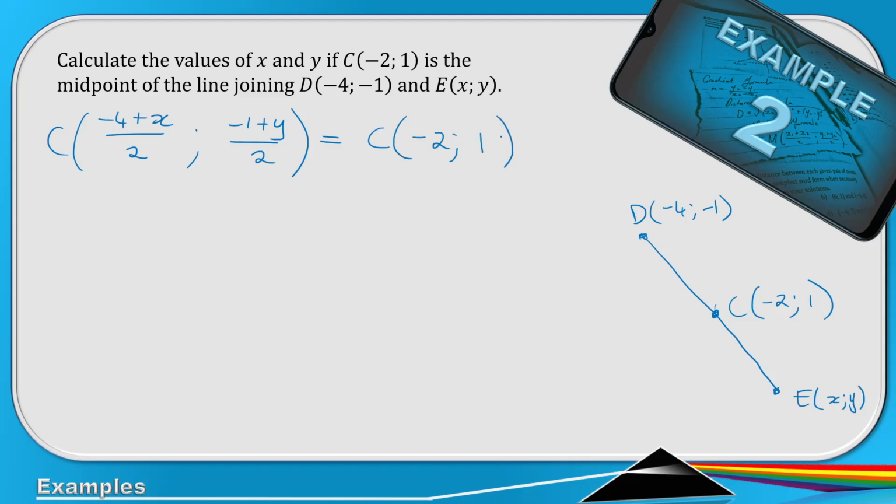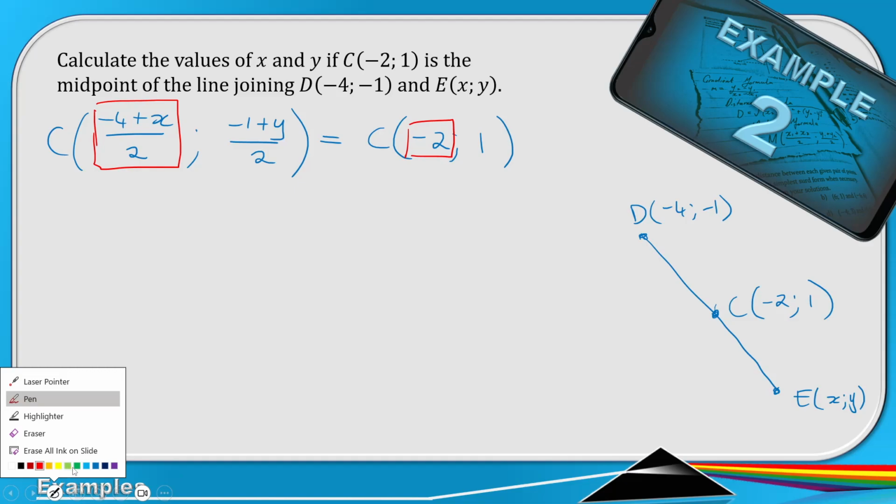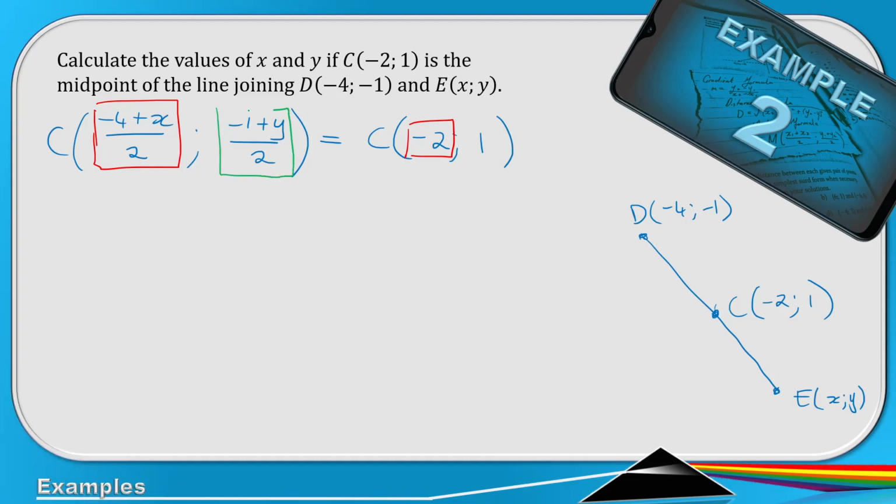Okay, so meaning that this, just to put it in a different color, we can use red, must be equal to that. Okay, and then this must be equal to that. Then we can solve x and y with those 2 separate equations. So I'm going to say that minus 4 plus x over 2 is equal to negative 2. Okay, to solve this, I'm going to start by multiplying both sides by 2. Minus 4 plus x is equal to negative 4.